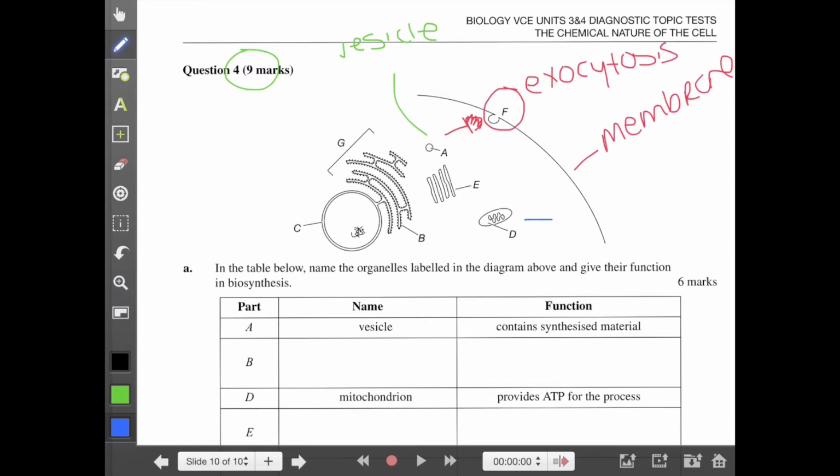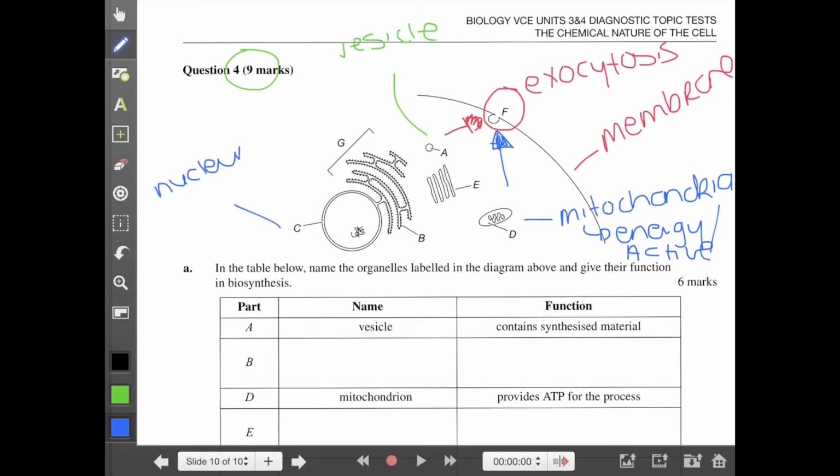I reckon this looks like a mitochondria. And whenever I see a mitochondria, I'm always going to think of energy. And then I might even think about an active process, which exocytosis does require energy because it's bulk transport. Okay. What else have I got here? I can see that must be the nucleus. And I've got some genetic material in there. I'm running out of room though, so I'm not going to write that there.